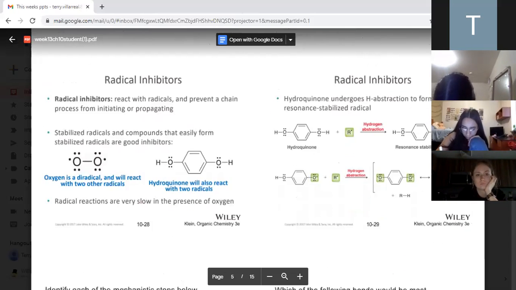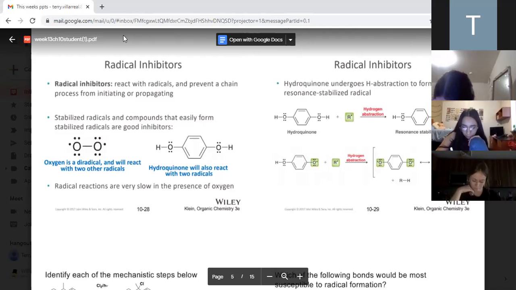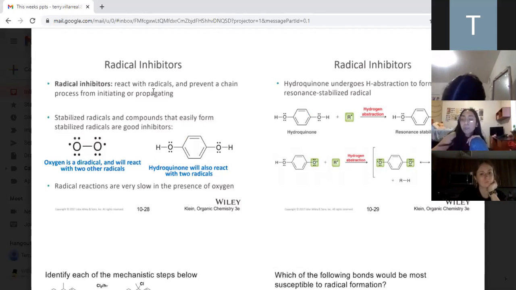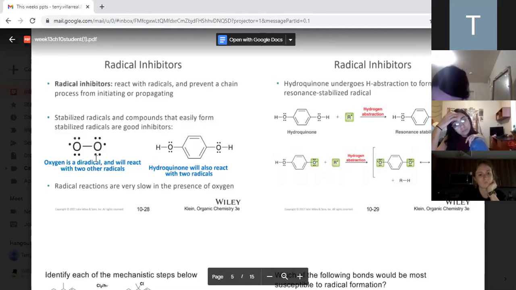Okay, now we have something called radical inhibitors. Radical inhibitors are something that prevent radical reactions from continuing on in their chain. So basically, they prevent chain processes. So you limit propagation steps. And so you can use hydroquinone or oxygen. These are very good at slowing down radical mechanisms.